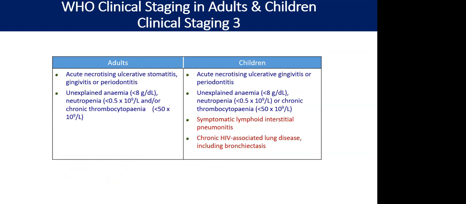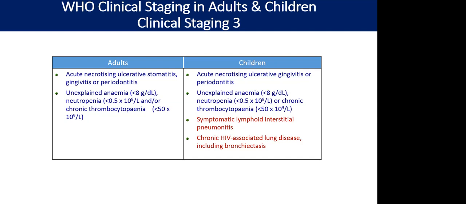Continuing with other stage 3 conditions: acute necrotizing ulcerative stomatitis, gingivitis or periodontitis, unexplained anemia with hemoglobin less than 8 gram per dl, neutropenia, as well as chronic thrombocytopenia. In children, in addition, symptomatic lymphoid interstitial pneumonitis, as well as chronic HIV-associated lung disease, including bronchiectasis. These are actually unique to children with HIV as compared to adults with HIV.